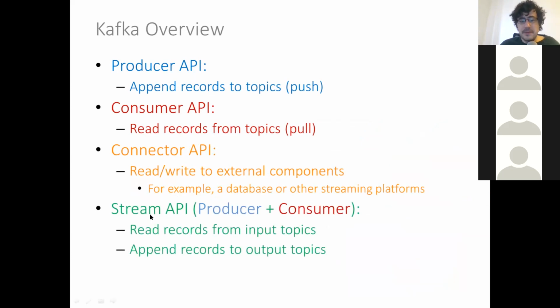The final type of API is a stream API, which is essentially the union of the producer and the consumer API. The stream API allows a client to both read records from the input topics and append records to output topics. So it acts as both a consumer and a producer. Any questions? So we're almost there in terms of Kafka.